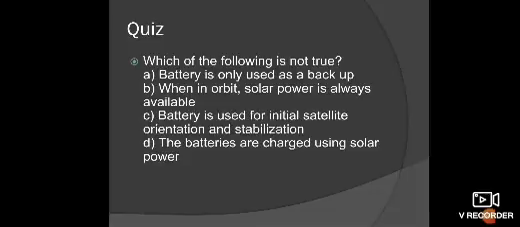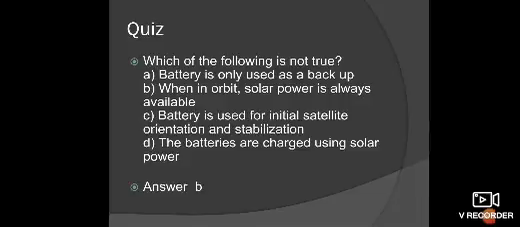So which one of the following is not a true statement? That means: the battery is only used as a backup, or when in an orbit solar power is always available, and the third one is the battery is used for initial satellite orientation and stabilization, and the last one is the batteries are charged using solar power. Which one is the wrong statement? That is B. When in an orbit the solar power is always available.